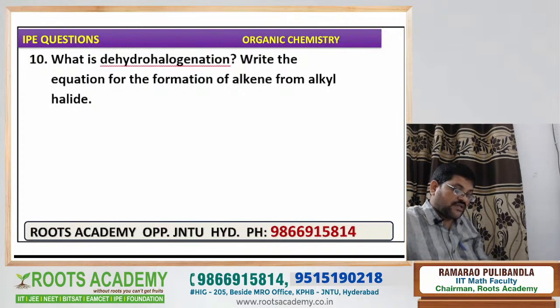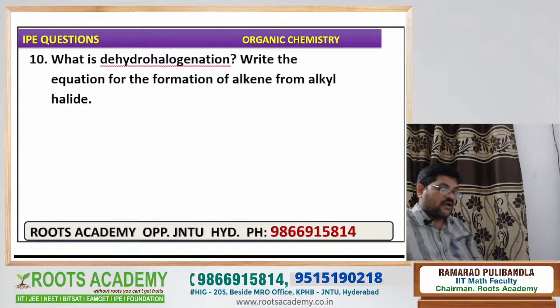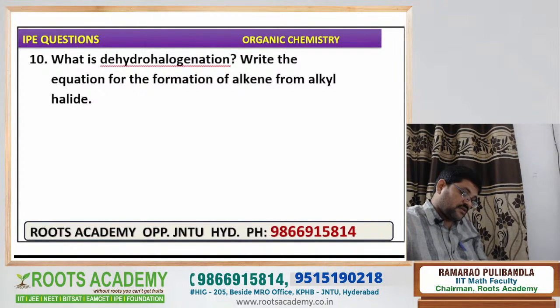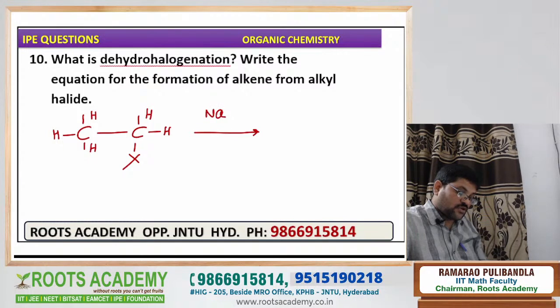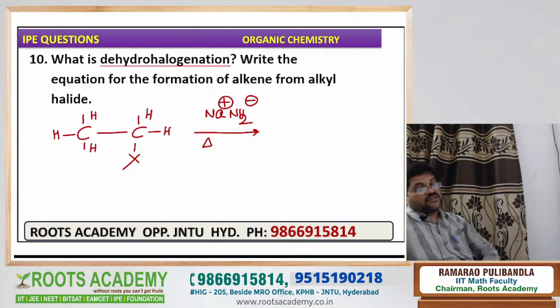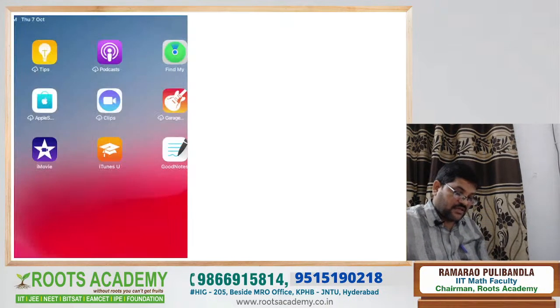Next one. What is dehydrohalogenation? Write the equation for formation of alkene from alkyl halide. Dehydrohalogenation is removal of hydrogen and halogen atoms by using a strong base. So this is ethyl chloride. Heat with sodamide. What is sodamide? Na plus NH2 minus.